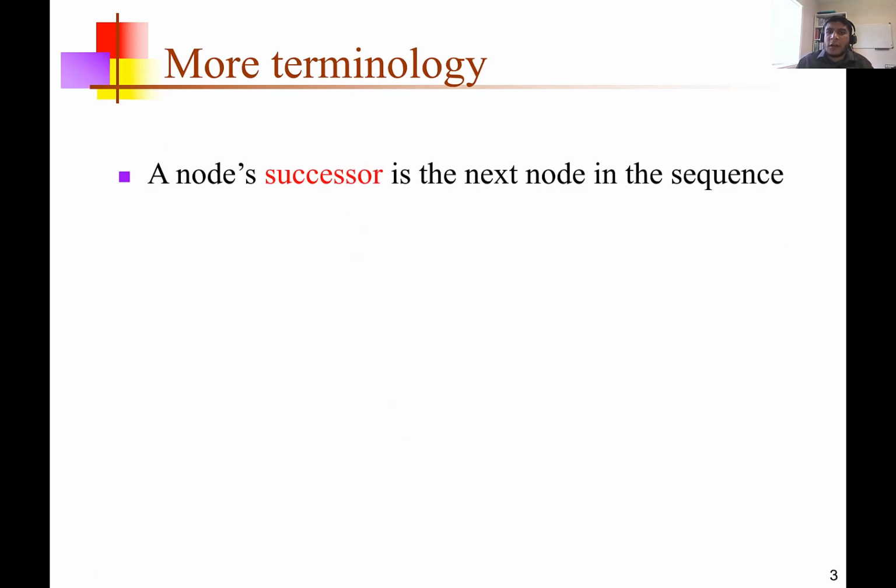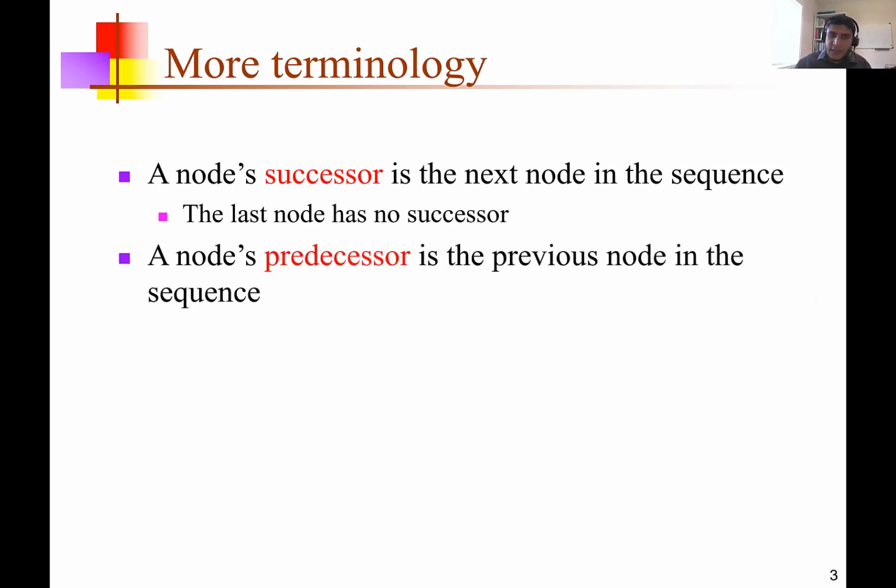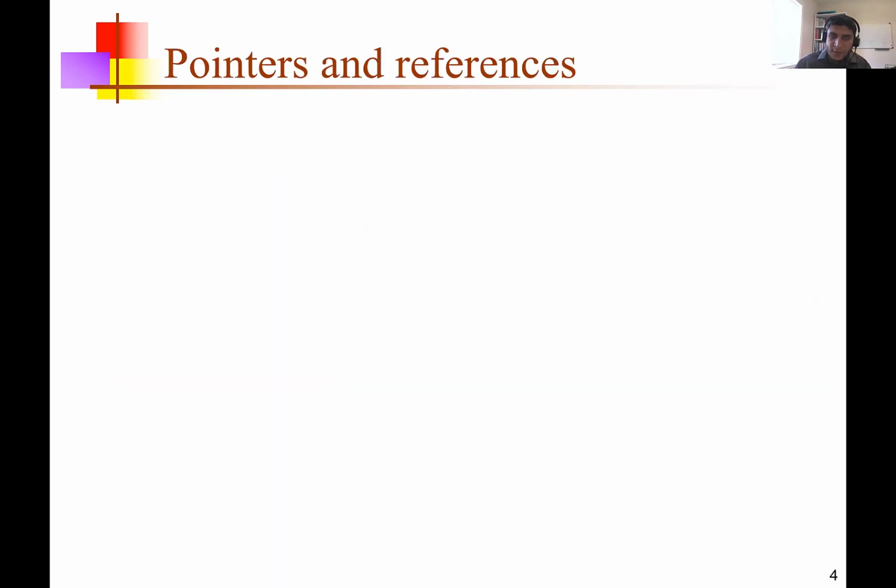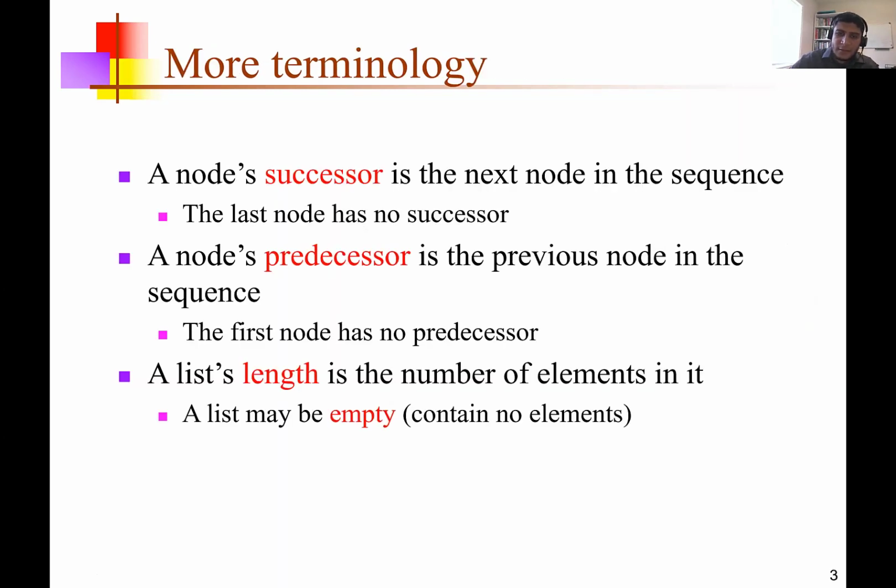So we have some terminology here. We say a successor to a node is the node that comes after. So simply, if we have something like, let's say this, let's say we have 3 nodes.